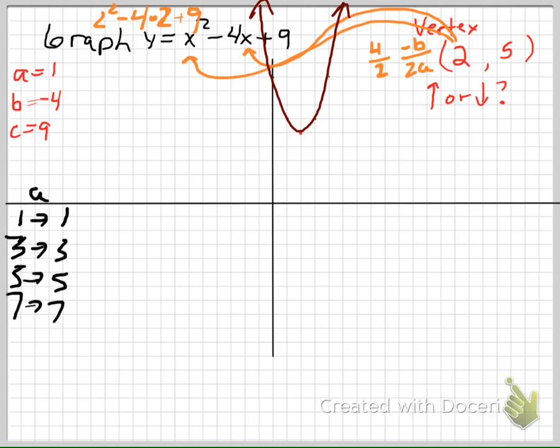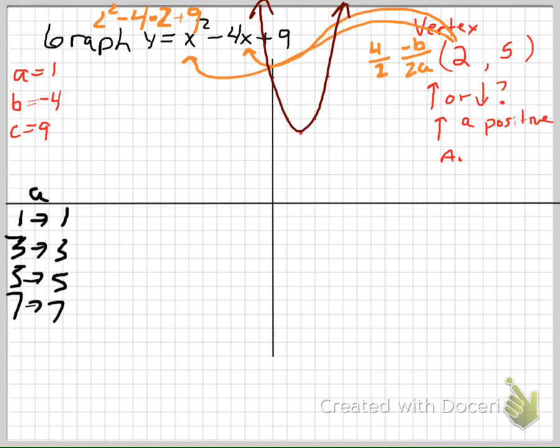How do we tell if it's up or down? Here's one way to tell. I know this one's up because A is positive. You can look at it before you even do it. If the A is positive, you know the parabola is going to go up. If the A is negative, you know it's going to go down. That makes sense because if you multiply 1, 3, 5, 7 by a negative, it's going to give you negative numbers. And when you get negative 1, 3, 5, 7, you're going down from your vertex. So the A, positive or negative, tells you the direction of your parabola.